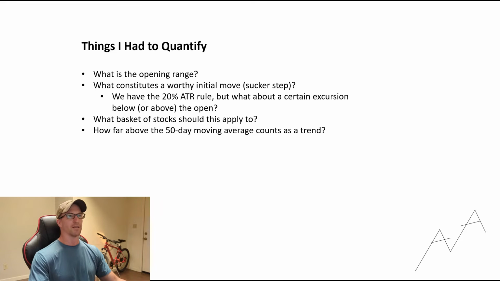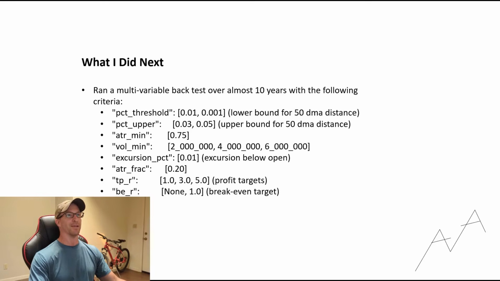So also, what basket of stocks does this apply to? Does it just apply to SPY and Qs? Does it apply to the Magnificent Seven or the entire S&P 500? How do we know what stocks to apply this to? Also, using the 50-day moving average as your trend indicator, well, how far above or below the 50-day does the stock have to be in order for it to be a trend? Is there a certain excursion above that? Again, for longing, is there a certain excursion above that you need to meet? So these are things we had to quantify. By we, I mean me and my dog.